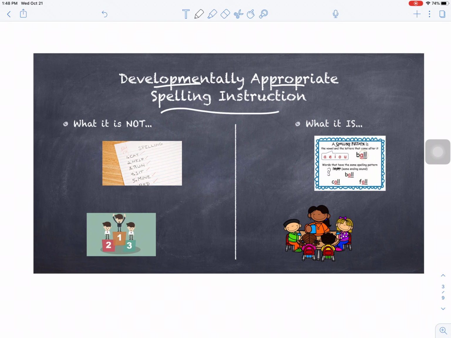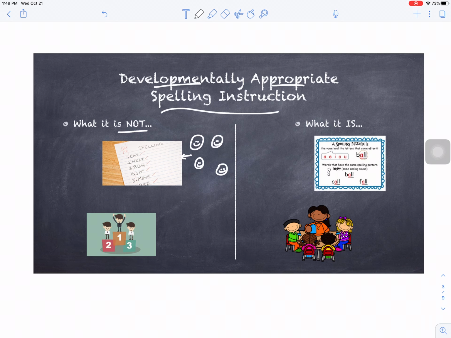So what spelling instruction that's developmentally appropriate is not may sound a little familiar to you, depending on your own experiences with spelling instruction. It is not considered developmentally appropriate spelling instruction to provide all of the students in your class with the same list of spelling words that you test them on at the beginning and the end of the week, no matter where they are as readers and writers.